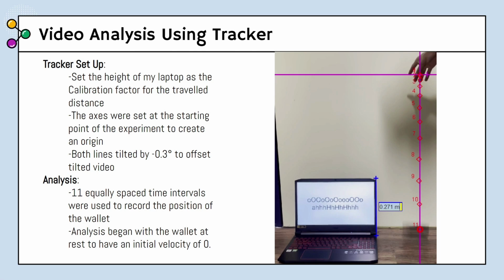Something to take note of is that both of my lines used for the calibration and axis were tilted by negative 0.3 degrees in order to account for the video being taken at a slight angle. To represent my data, I used 11 evenly spaced time intervals to record the position of the center of the wallet. Another note to consider is that the recording of the position occurred right before the wallet was released in order to accurately represent our zero velocity.